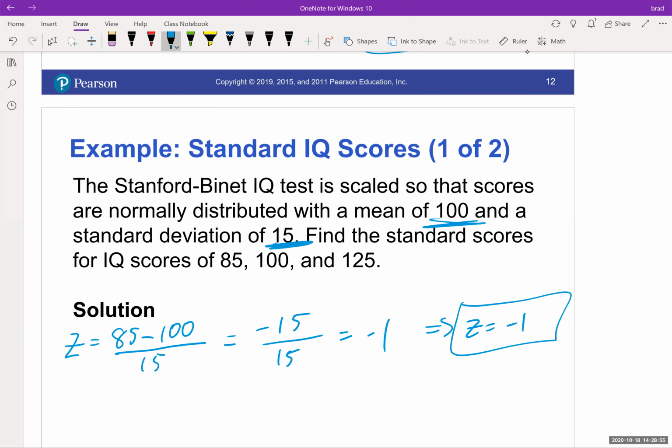That's actually not a good IQ score, right? Because you're negative 1, meaning you're 1 standard deviation below the mean. That means you're below the average score. Okay, so not great.